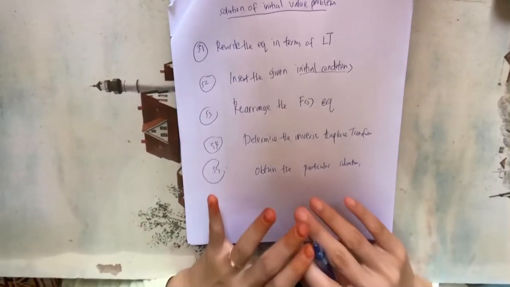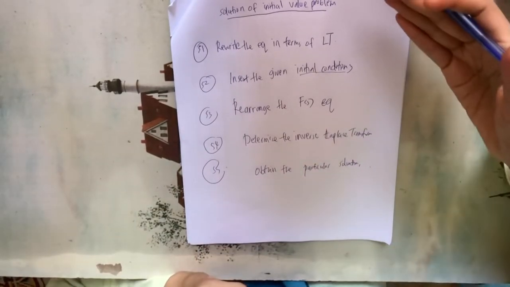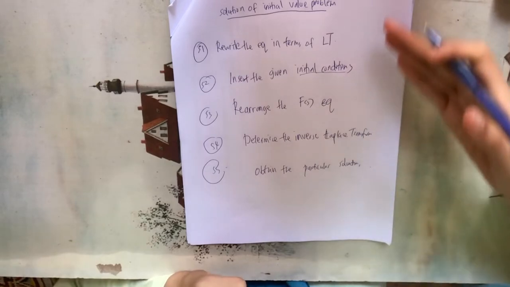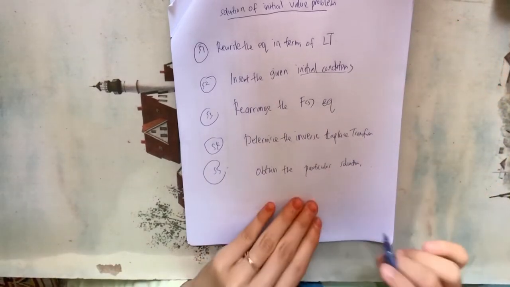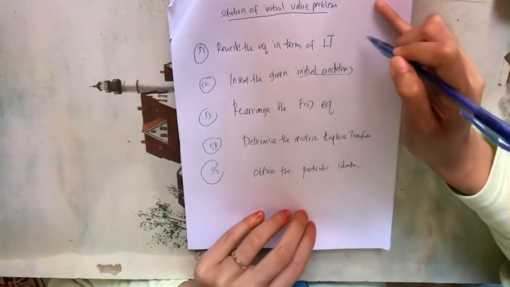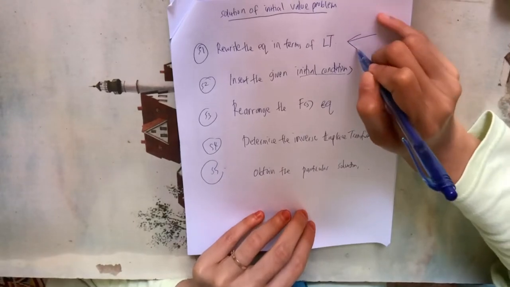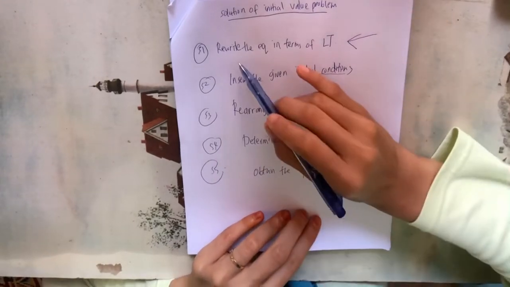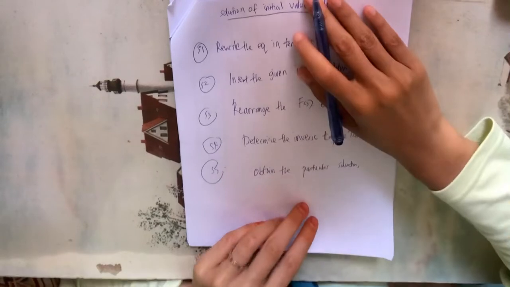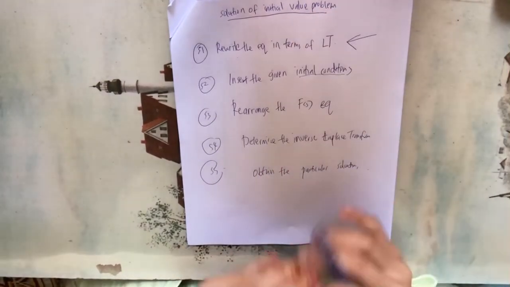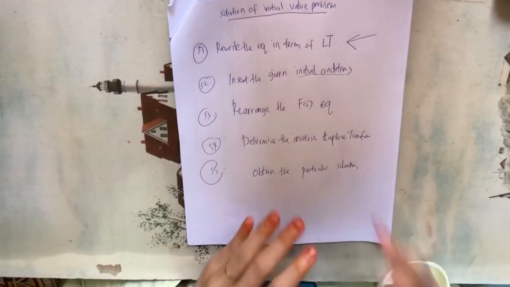Okay, hi. I will release all the steps. So now, what's the meaning? I will explain what is meant by step 1. Step 1 is to rewrite the equation in terms of Laplace transform. I will show what is meant by rewrite.